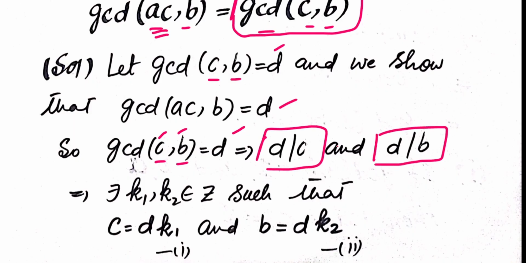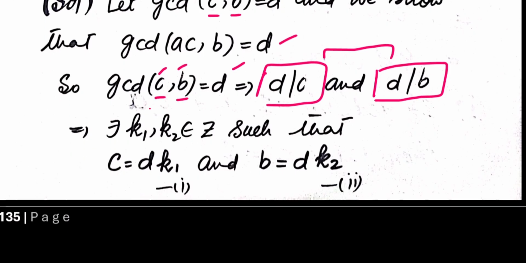Now for both of these expressions, we will use the definition of divisibility. So we can find integers k1 and k2 such that C can be expressed as D into k1, and B can be expressed as D into k2. Say this is equation number 1 and equation number 2.